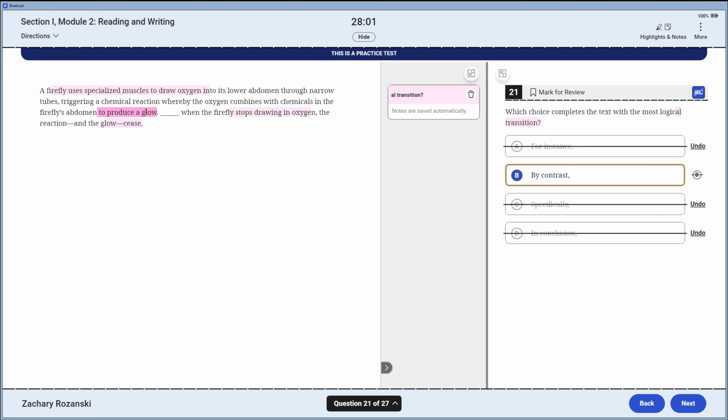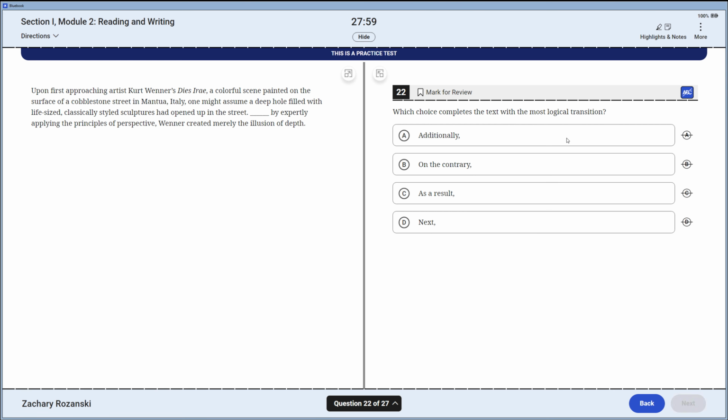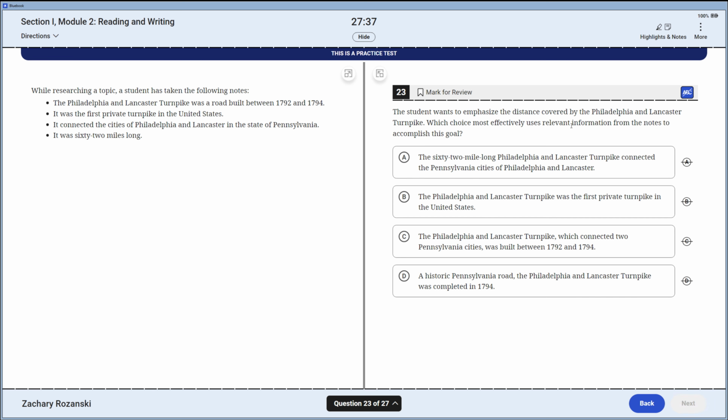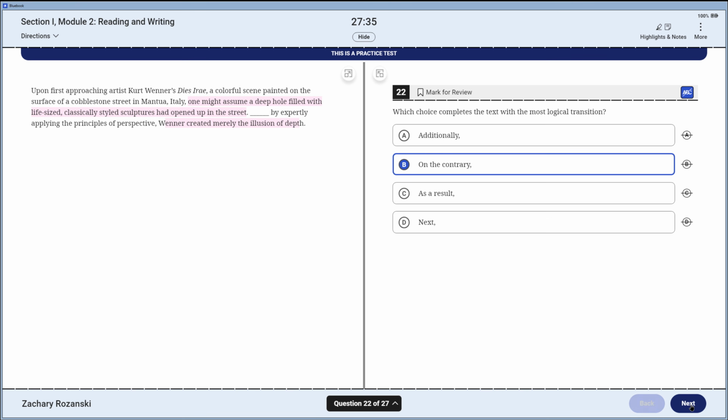I just have contrast. On one side, I had production of glow, and on the right side, I had the removal of glow. Upon first doing this, I'm going to go for my main clause to give me my information. One might assume a deep hole filled with life-size, classically styled sculptures had opened up in the street. Then I'm going to my main clause in the second one: he created merely the illusion of depth. Even though one might assume a deep hole had opened up, he just created an illusion. I know that I'm living in contrast here.